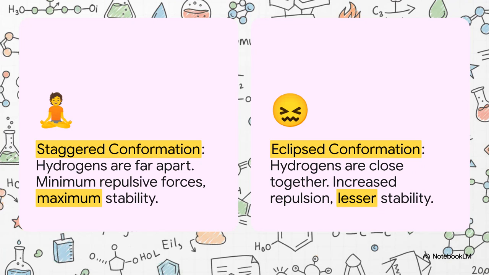Because there's free rotation around that carbon-carbon single bond, the molecule can twist, so you get different arrangements. The one on the left is called the staggered conformation. See how all the hydrogens have their own space? They're far apart. It's relaxed, it's stable. But the one on the right is the eclipsed conformation. Here, the hydrogens are right behind each other. It's crowded, there's repulsion, it's unstable. So naturally, which form do you think the molecule prefers? The stable, staggered one? Of course.